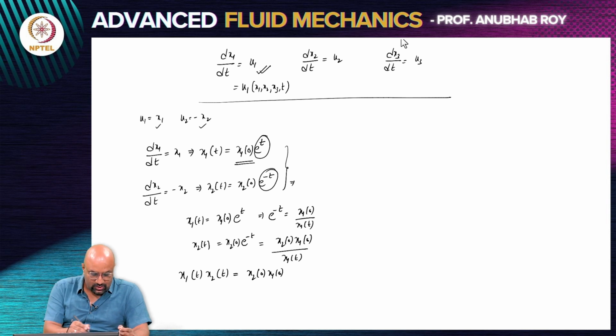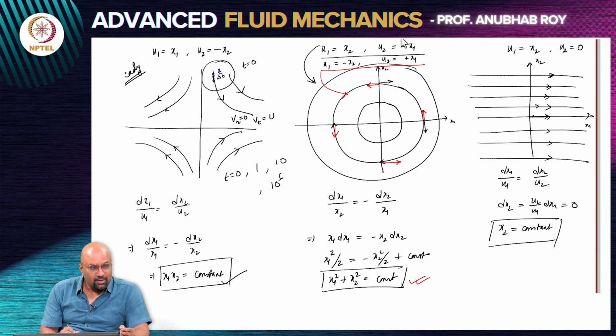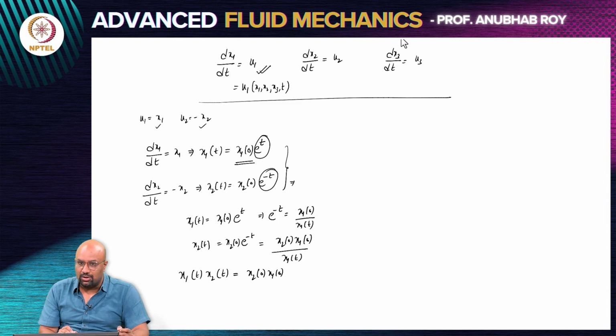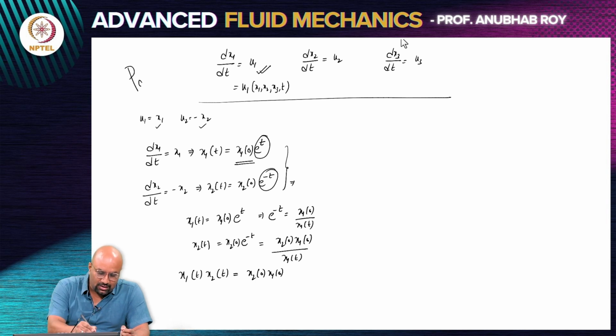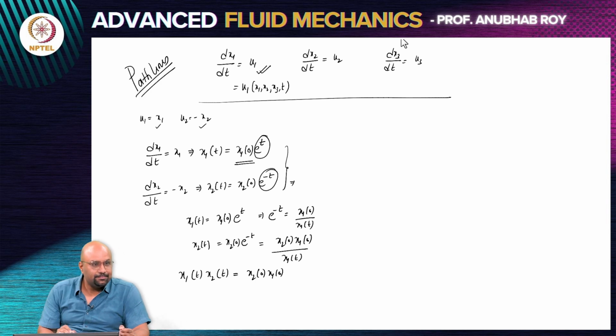Now, go back to the streamline equation that we derived. We had x1 x2 is equal to a constant. So, this gives us an important conclusion, and this is not just a stroke of luck. The equations that we are solving for, the trajectory equations, are known as path lines. They are the path taken by a fluid particle as it navigates the flow field.